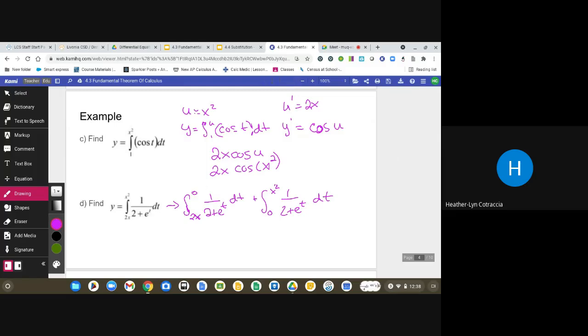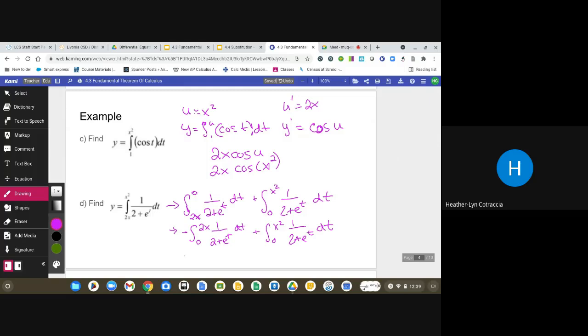So I need to switch those. We also saw this in the last video, that you can switch your bounds by negating your integral. So the integral from 0 to 2x of 1 over 2 plus e to the t dt, plus the integral from 0 to x squared of 1 over 2 plus e to the t dt. Okay, now we would go through this using a chain rule, but basically, said and done.